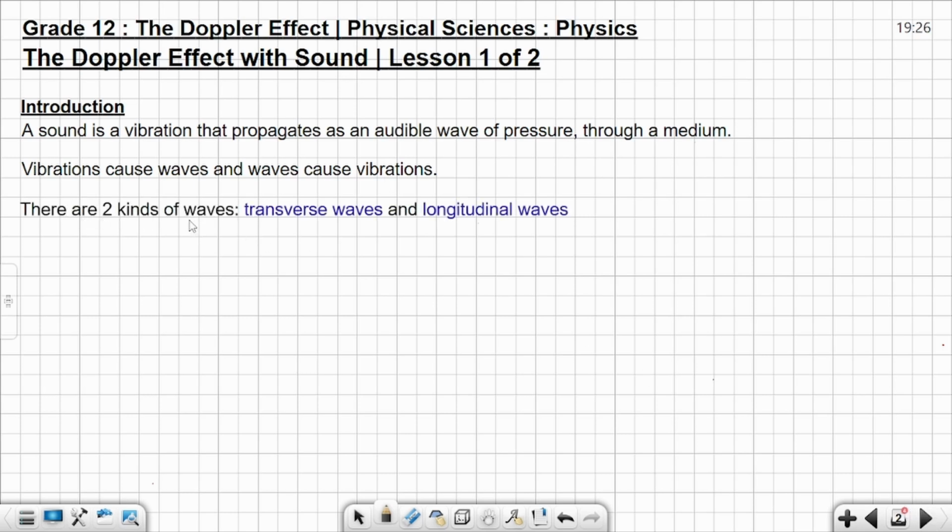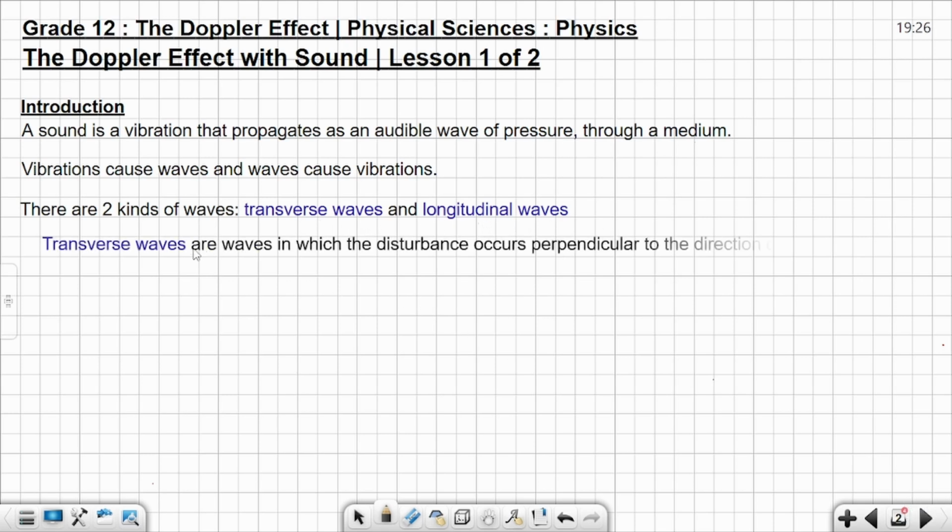There are two kinds of waves, transverse waves and longitudinal waves. Transverse waves are waves in which the disturbance occurs perpendicular to the direction of travel of the waves. For example, you have light waves, radio waves, microwaves, X-rays.